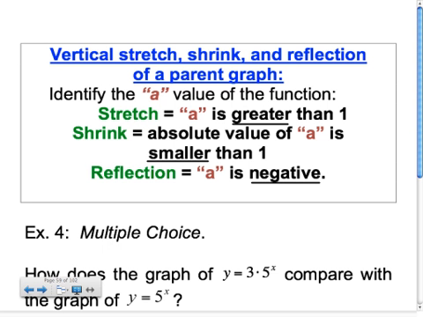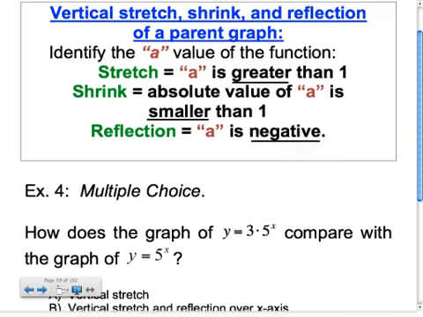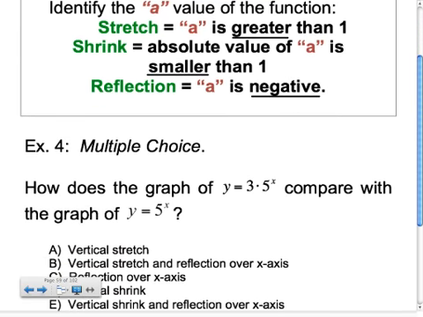Okay, so here is the relationship. You identify the a value of a function when you want to determine whether something is a vertical stretch, a shrink, or a reflection of a parent graph. Parent graph just means there's nothing in front, so it's like y equals 2 to the x or y equals 4 to the x. You identify the a value of the function, and if the a is greater than 1, then it's a vertical stretch. If the absolute value of a is smaller than 1, then it's a shrink. And if a is negative, then it's a reflection. You'll notice here some simple questions I could ask you, and we'll keep that table there for you to refer back to.